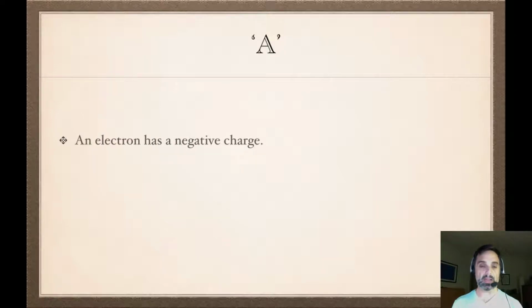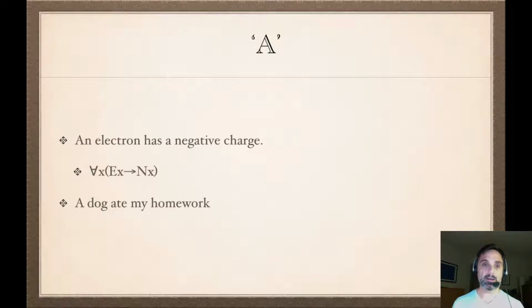So I say an electron has a negative charge, and if you read that in a textbook, that's a universal. It's saying that every electron has a negative charge. But you can certainly also symbolize when you see a, it can be symbolized existentially, as in this case, a dog ate my homework. That's some x, dx and ax, a natural symbolization.